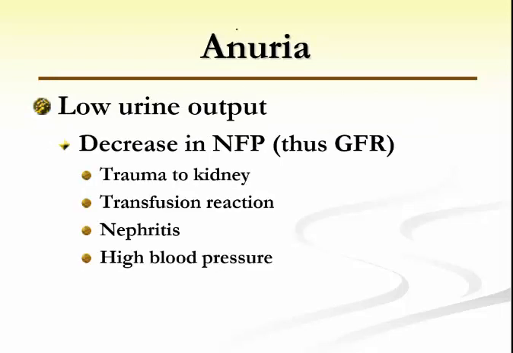Anuria. Anuria in Latin literally translates to without urine, but what it really describes is a decreased urine output than normal. This can be caused by a couple of things. Anything that decreases your net filtration pressure in the glomerulus, thus affecting the speed at which we filter, so your glomerular filtration rate. So things that can do that: any kind of trauma to the kidney, transfusion reactions where you have a lot of agglutination of the blood cells going on, clogging up the capillaries in the kidney, nephritis, an inflammatory condition of the kidney, and high blood pressure situations, which we saw earlier, anything that increases that hydrostatic pressure.